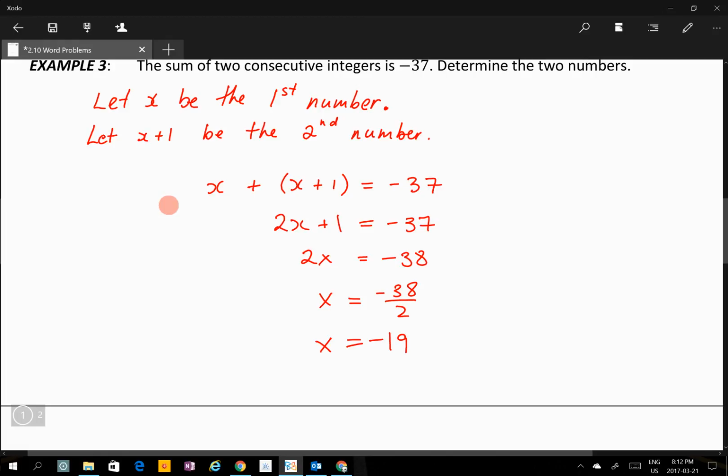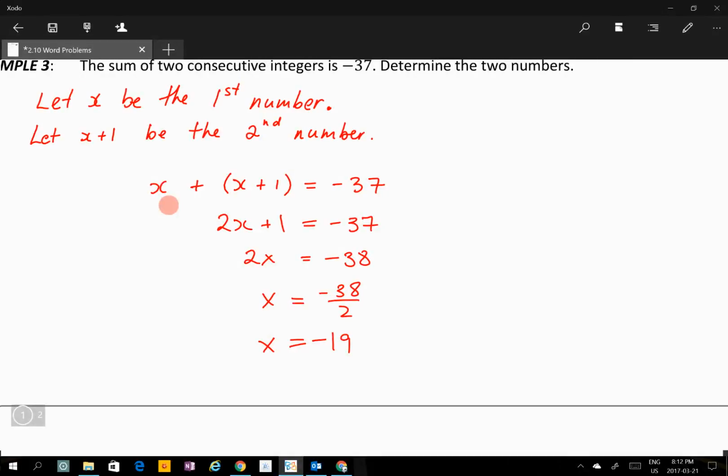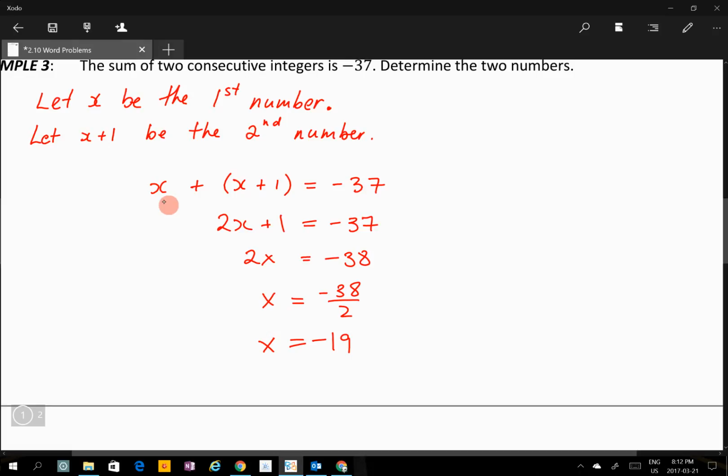That's completely acceptable. So if my first integer is negative 19, what's the next one going to be? The next consecutive integer above that is negative 18. Okay, so my answer is therefore negative 19 and negative 18 are the two numbers.